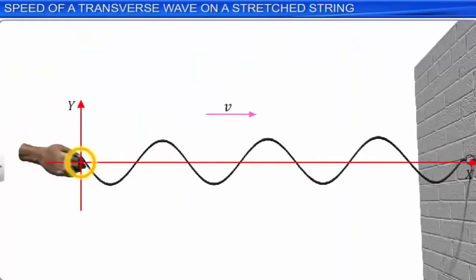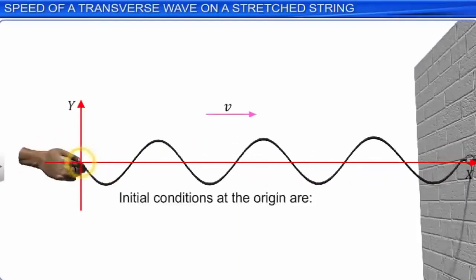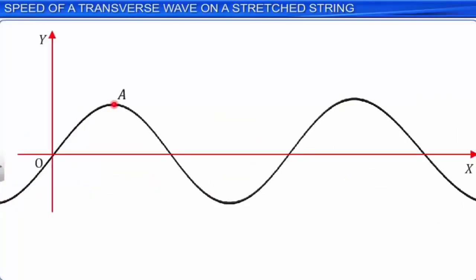Let us consider a propagating wave that is generated on a stretched string. The initial conditions at the origin are time t = 0, x coordinate x = 0, y coordinate y = 0, and phase angle of the wave φ = 0. Let us mark a point A on the string. After a time t, the wave has travelled a distance x and the particle A is situated at a distance x from the origin and is now at the crest of the wave.